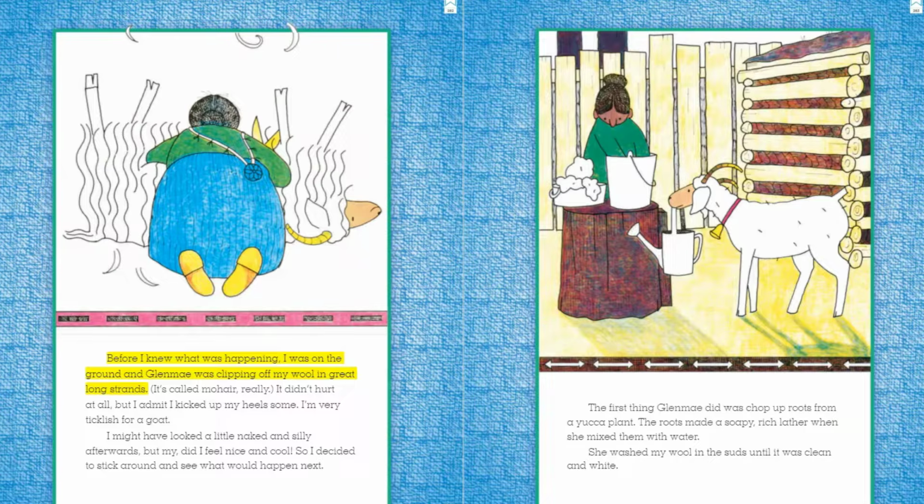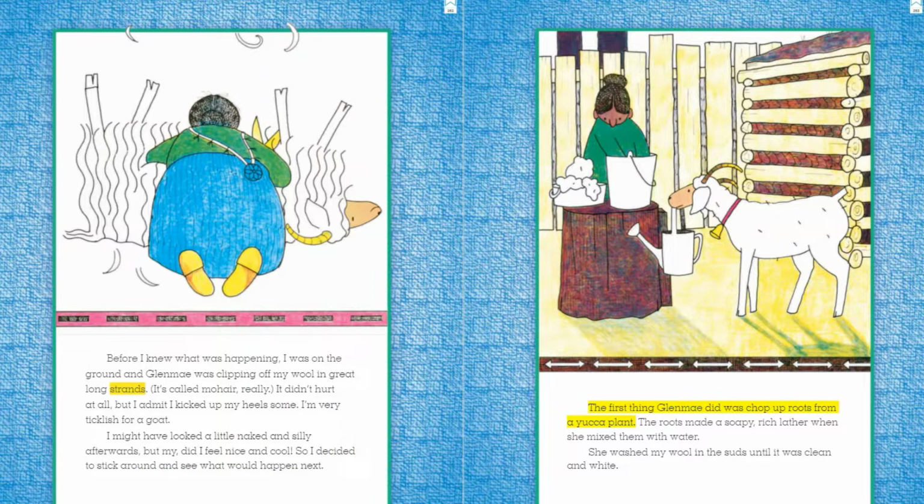Before I knew what was happening, I was on the ground and Glen May was clipping off my wool in great long strands. It's called mohair, really. It didn't hurt at all, but I admit I kicked up my heels some. I'm very ticklish for a goat. I might have looked a little naked and silly afterwards, but my, did I feel nice and cool. So I decided to stick around and see what would happen next.